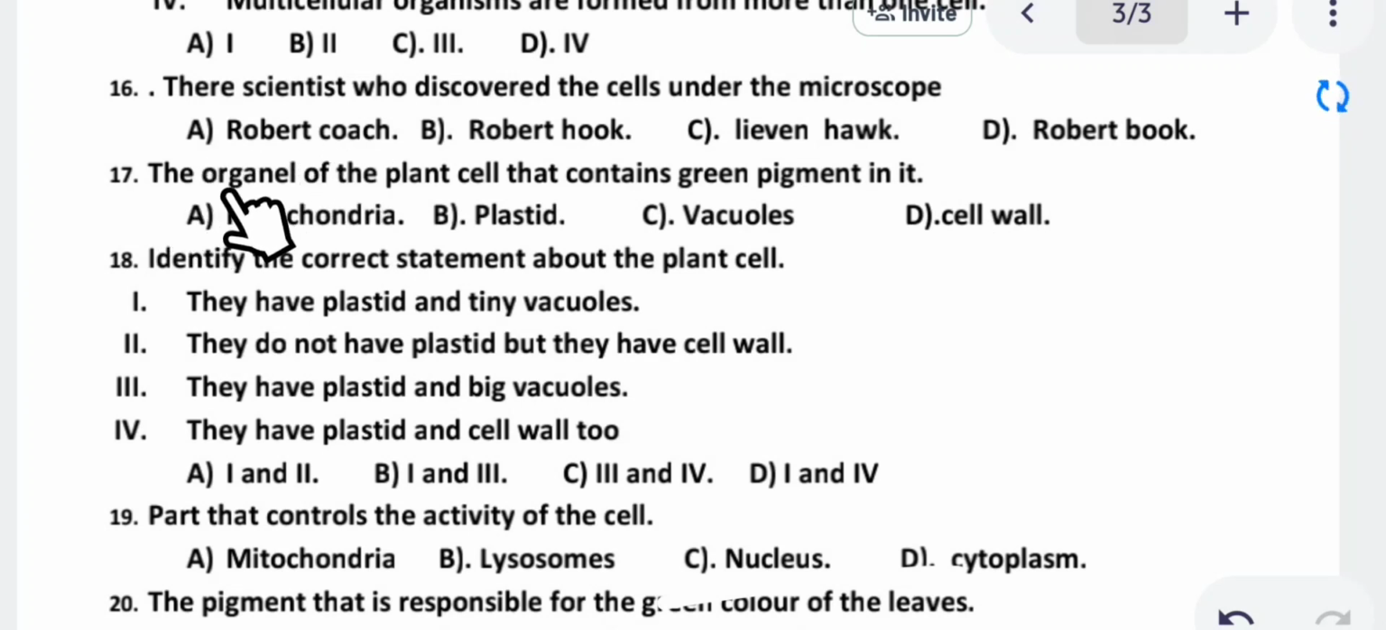17th question. The organelle of the plant cell that contains green pigment in it. Mitochondria, plastid, vacuoles, cell wall. Here mitochondria is a powerhouse. Plastid, we'll see. Vacuoles store the food and the water. Cell wall is present at the outer layer, below the cell membrane. Hence the answer is plastid, where chloroplast is present. Hence that is responsible for the green color of the leaves.